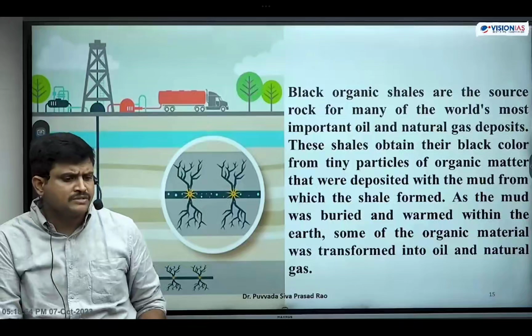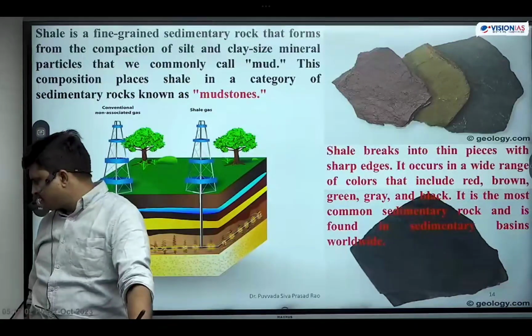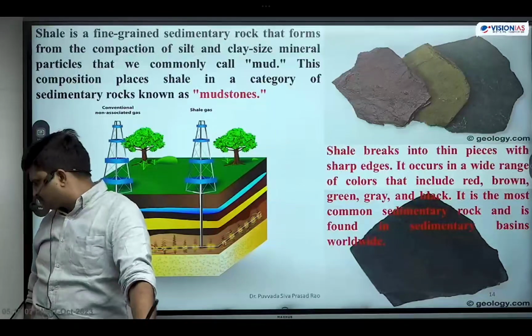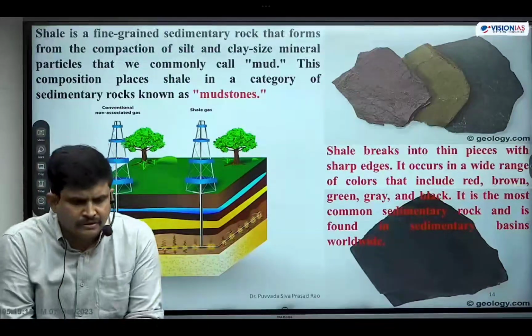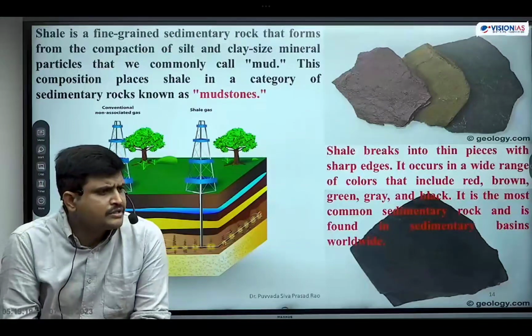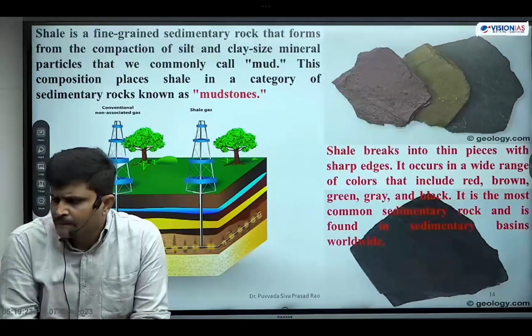Methane gas will be released into the atmosphere. It leads to the greenhouse effect.